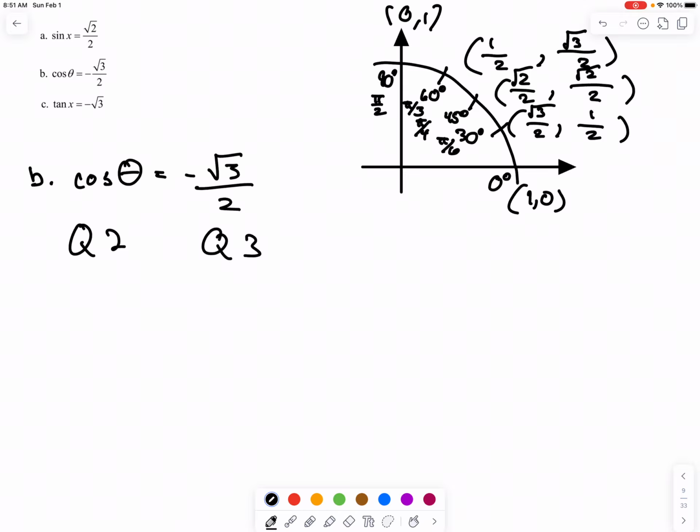But we want the quadrant 2 solution and the quadrant 3 solution, okay? So I think we did it last time in terms of degrees. So here we see that pi over 6 corresponds to 30. So basically, we just need to be pi over 6 radians off the x-axis in quadrants 2 and 3. So we can say pi minus pi over 6 and pi plus pi over 6 to get those results, right?